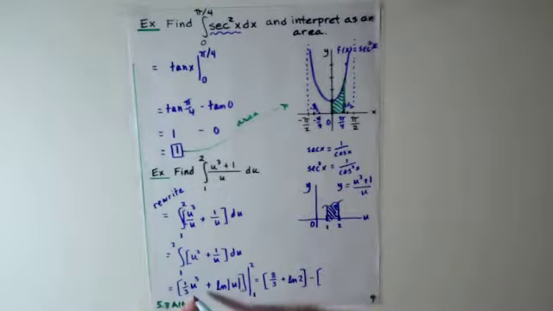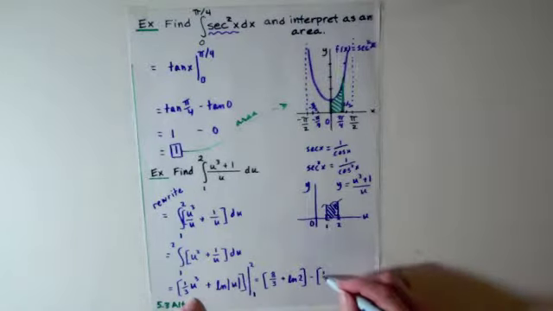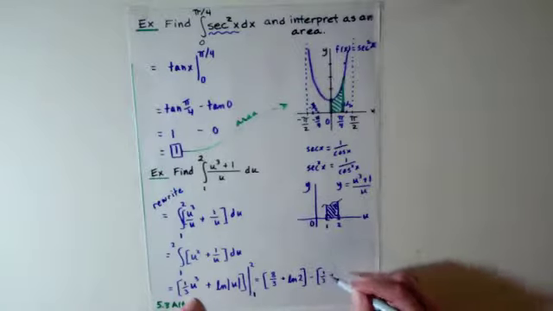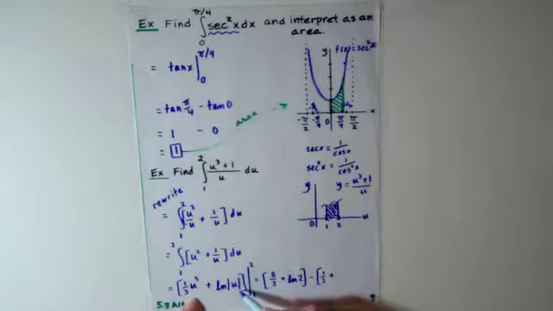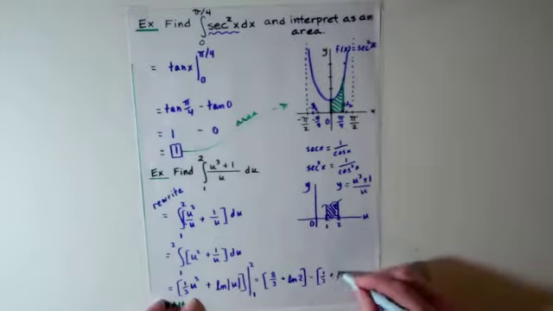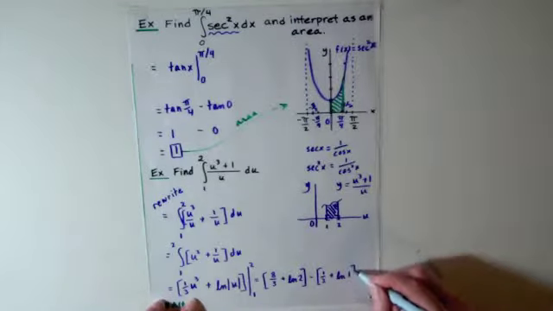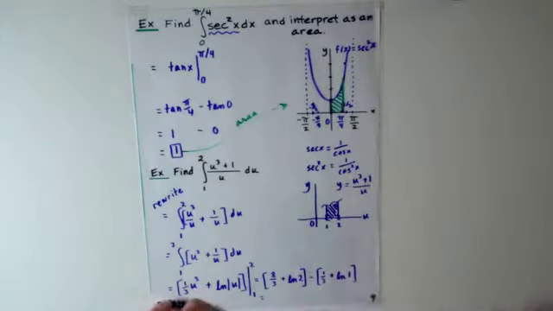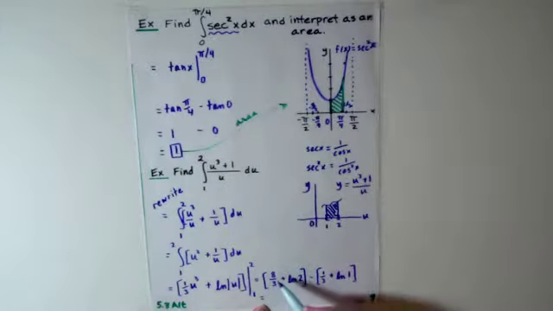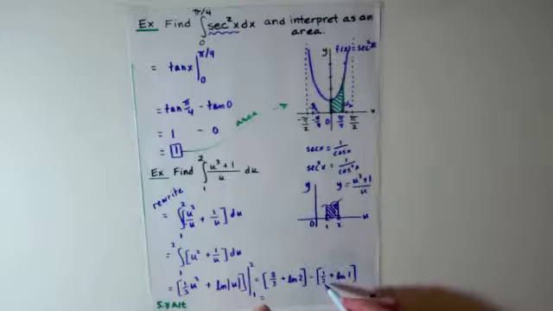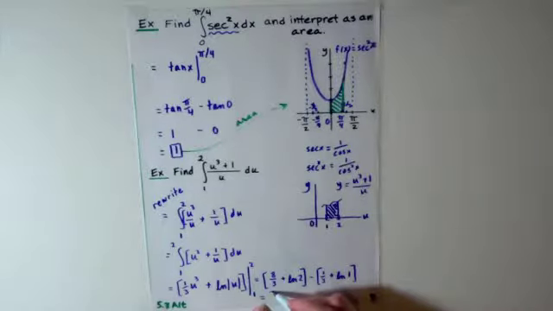When I plug in the lower limit, let's see, I'll have 1/3 times 1 cubed, so that would just be 1/3, plus ln of absolute value of 1, which is ln of 1. Okay, so what does that give me? Let's see, I'm going to have 8/3, and I'm going to have a minus 1/3, so I'm going to end up with a total of 7/3 here.